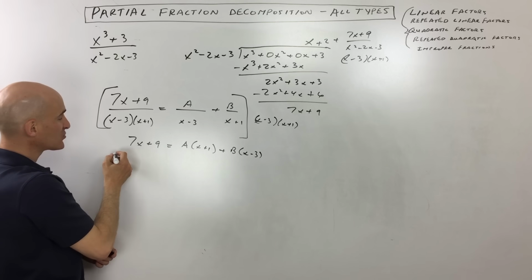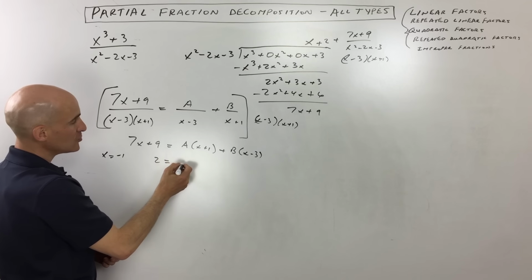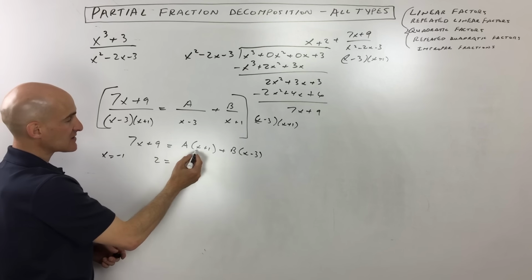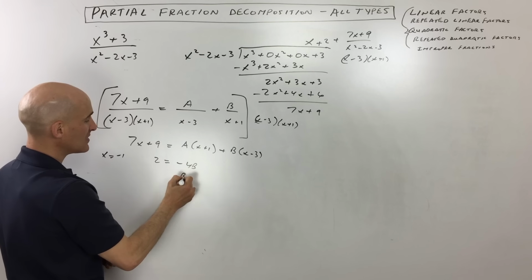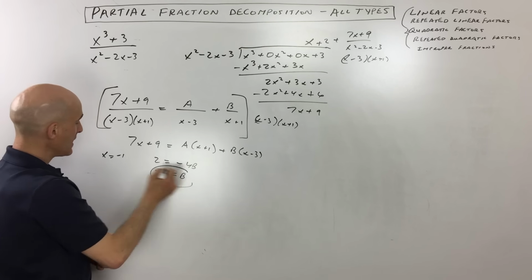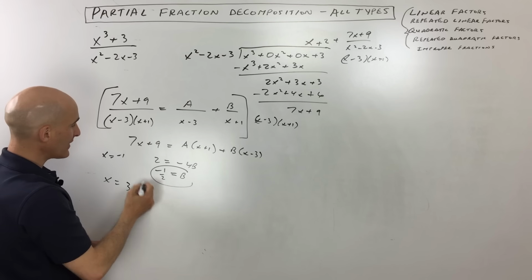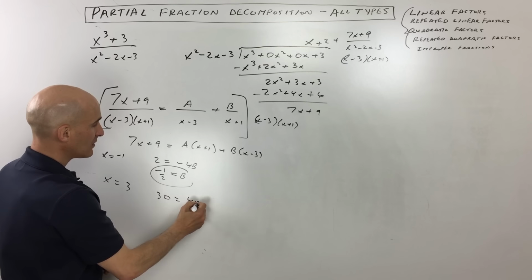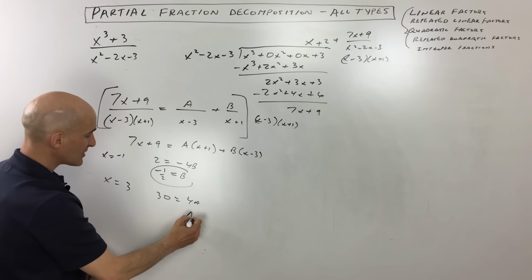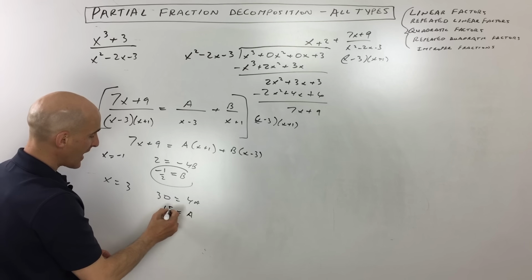And here I'm just going to pick strategic values. If x equals negative 1, that's going to give us 2, because I'm putting negative 1 in for x. The A term is going to give us 0, and the other term gives us negative 4B. So that means B equals negative 1/2. And if I let x equal 3, that's going to be 30 equal to 4A, and the B term is going to cancel out and give us 0. So that means A is equal to 30/4, which is 15/2.